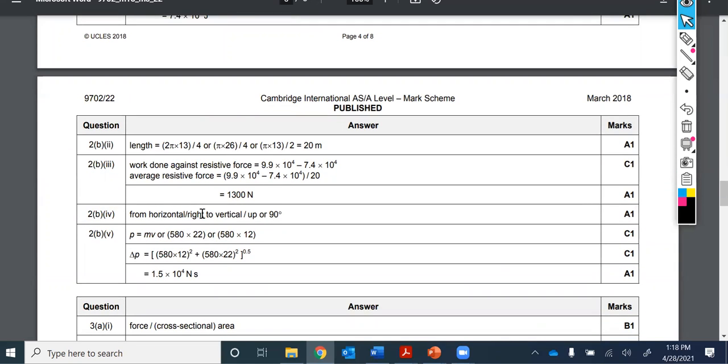From horizontal right to vertical up, or 90 degrees. So they have the momentum is 580 times 22 or 580 times 12. The change in momentum, so what have they done here? They're just using both values. And so is this, that doesn't agree with either answer that we got, right?